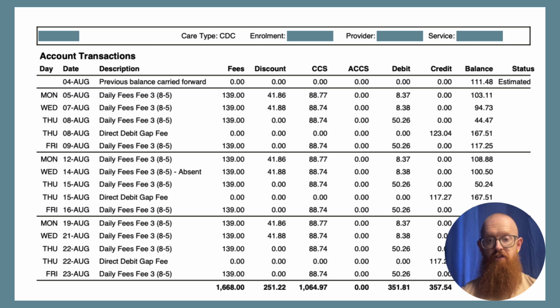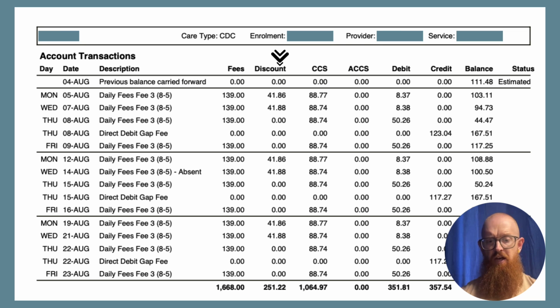Next comes the account transaction page. Let's break it down by moving from left to right. This is the total cost of fees without any subsidies being applied in a 9-hour session. The total fee for this session is $139. This is the total amount of childcare subsidy.